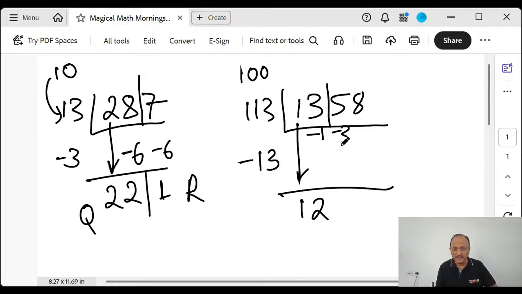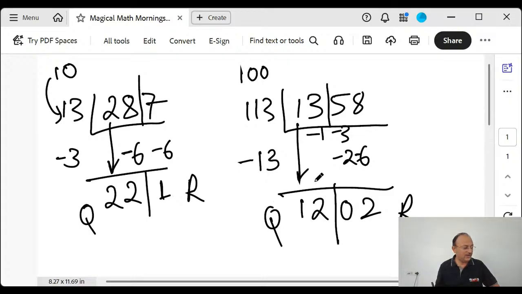-13 into 2 is -26. Means we have got to the last digit, we'll stop here. Now what do we do? 5 minus 3 minus 2, that means 5 minus 5 is 0. 8, this is -6, correct? No, you should not forget. 8 minus 6 is 2. This is the quotient, this is the remainder.